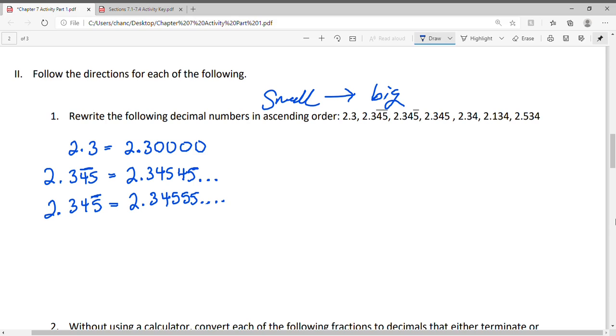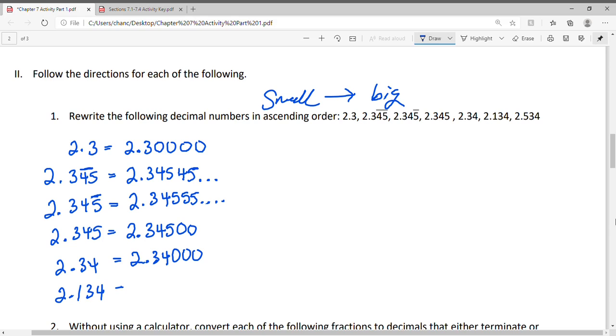The next number is 2.345. This is equivalent to 2.345, and we'll add 2 more zeros just so we can compare it with everyone else. 2.34 is equivalent to 2.34, and we'll add 3 zeros to compare it to everything else. 2.134 is equivalent to 2.134 with 2 more zeros added. And finally we have 2.534. And we'll just add 2 more zeros to this number.